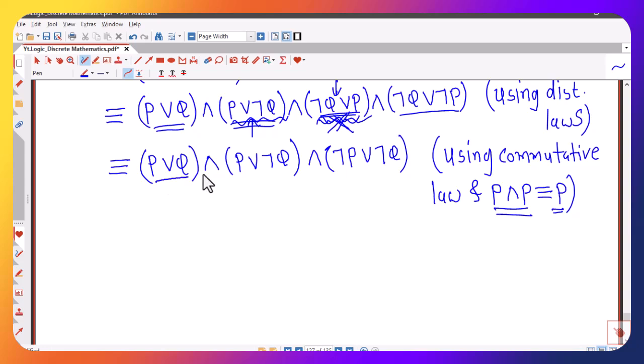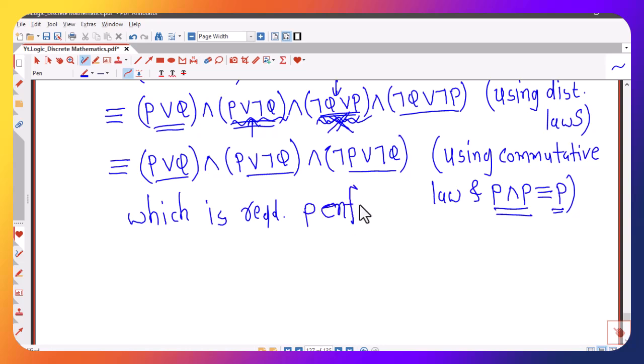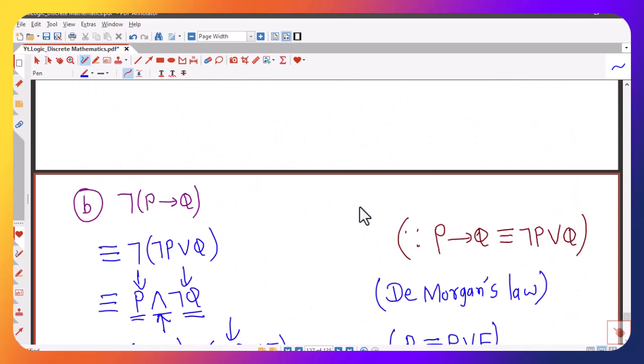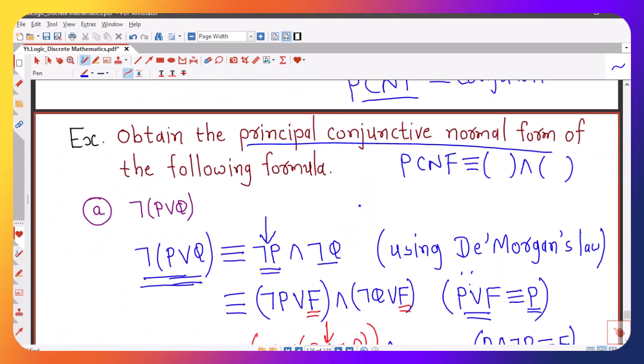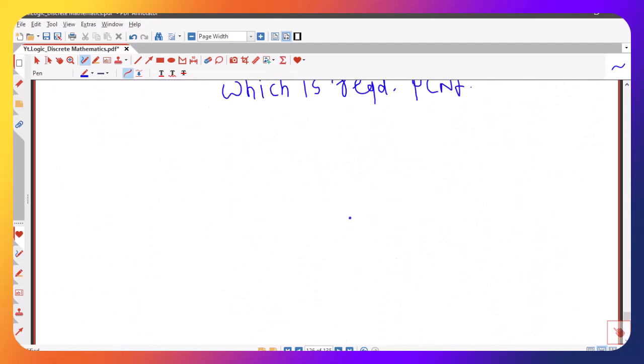Now we can see that all of these are max terms involving two variables and they are connected by AND operator. So this is conjunction of max terms, and therefore we can say that this is required principal conjunctive normal form. So in this way we can find out principal conjunctive normal form without using truth table also.